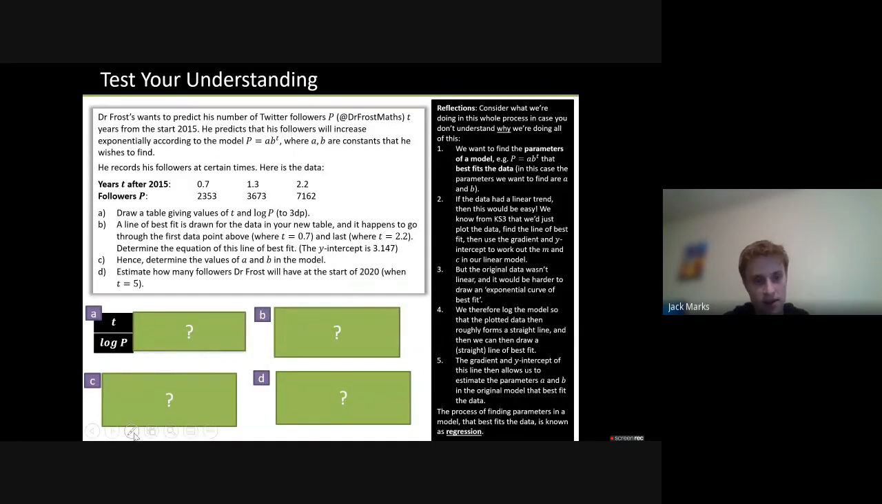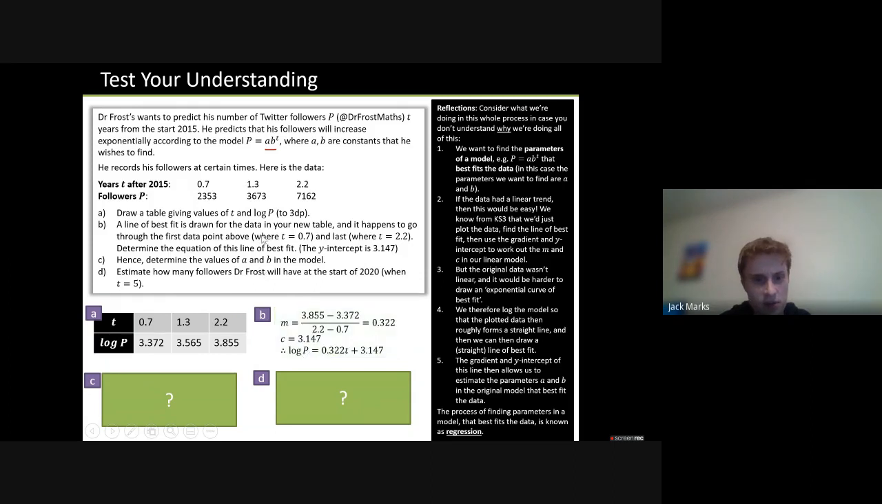So assuming that you've done that, they wanted you to plot t against log p. So you needed to do log of these values. So the top line was the same, log of the values underneath. This is an exponential model, ab to the t. A line of best fit is drawn. Determine the equation of the line of best fit.